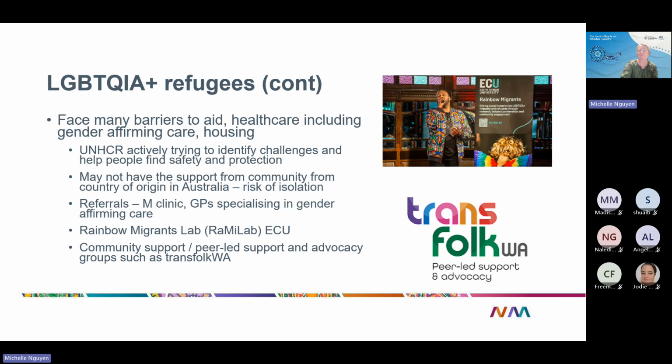People may not have the support of their community from their country of origin in Australia, which can increase the risk of isolation. So we sometimes make referrals to places such as the M Clinic, or GPs specialising in gender-affirming care. And if you are somebody who specialises in that area and you're keen to help out with the refugees that we see that are seeking that care, then please get in contact with us. I've also just highlighted a couple of other programmes, the Rainbow Migrants Lab, which is run by ECU and aims to provide community support to people, and also Transfolk WA have lots of resources as well.